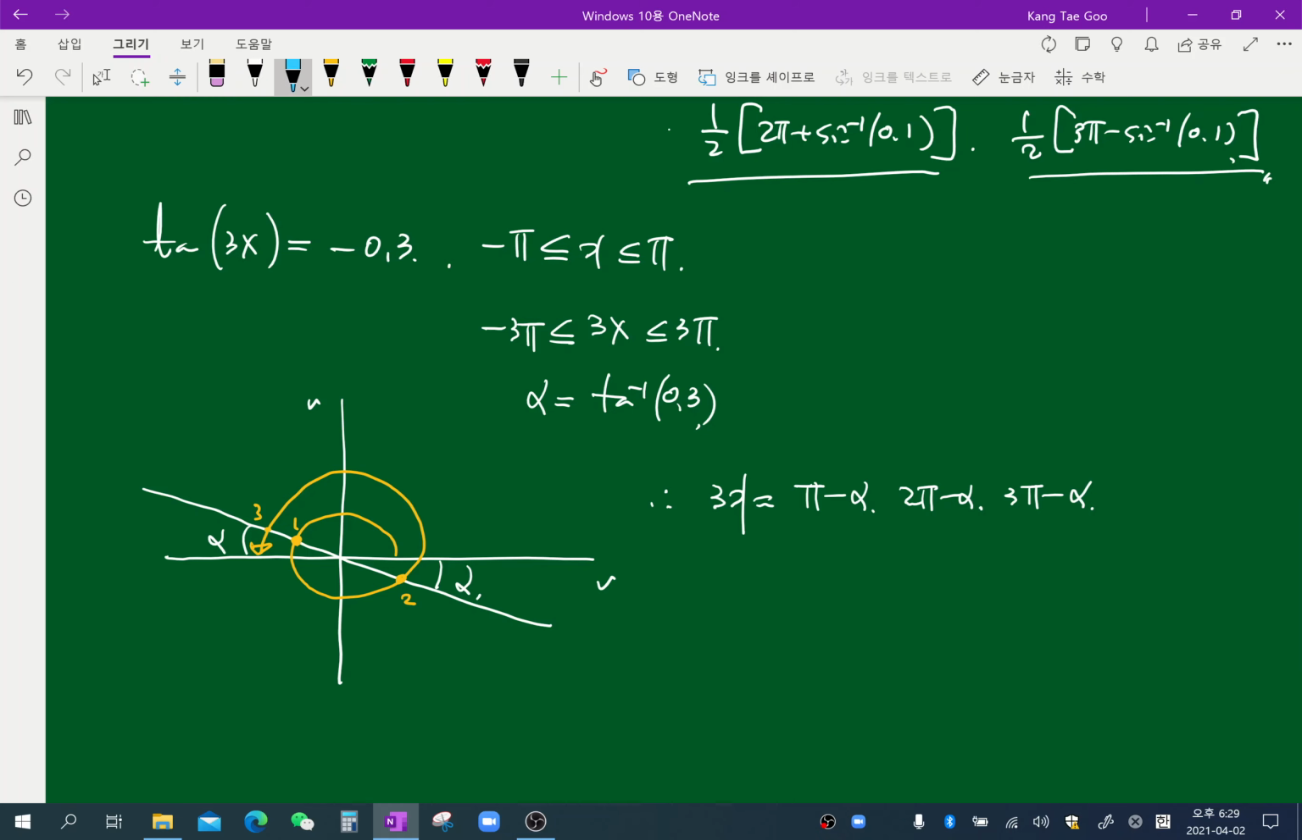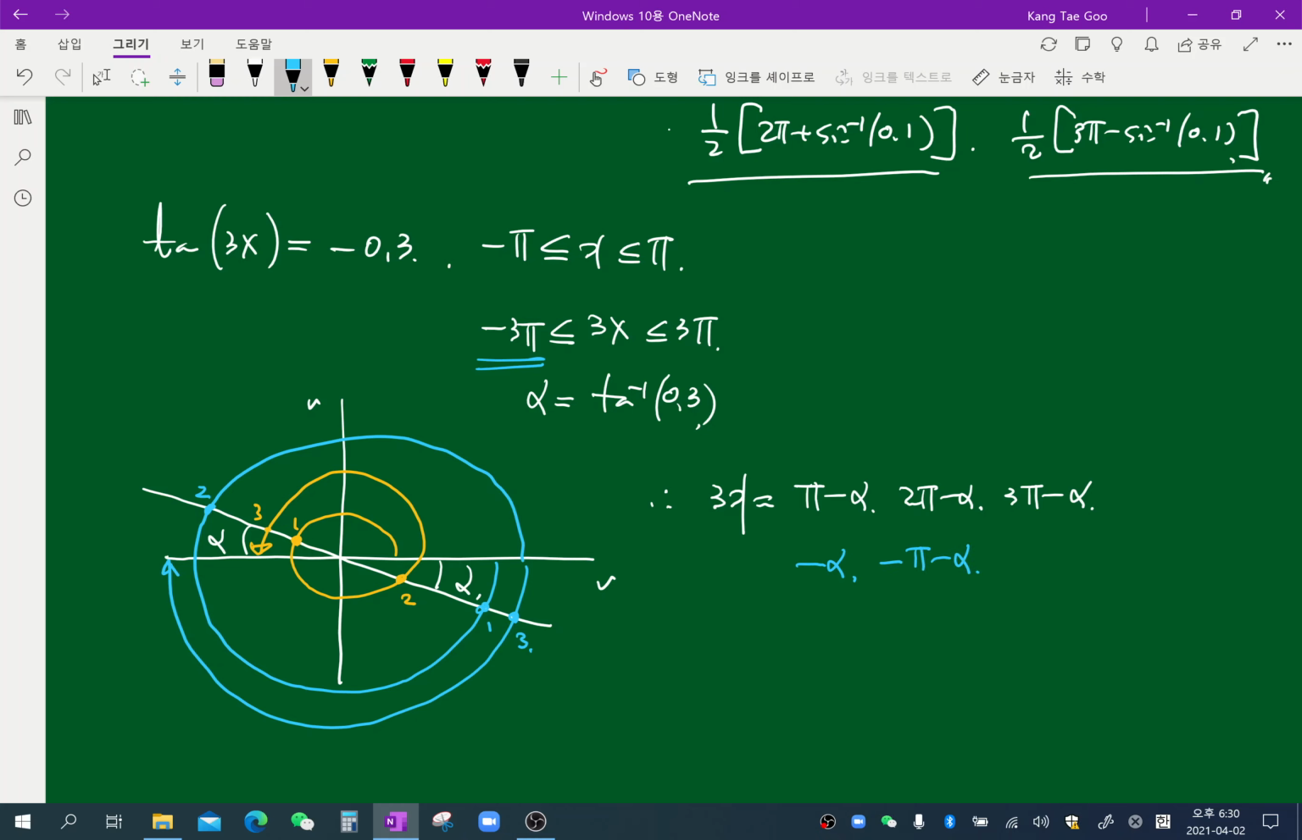But it should rotate up to negative 3 pi in the opposite direction, right? Which means from here, opposite direction, this is negative 2 pi, so that up to the negative 3 pi here. So this is the first one, this is the second one, this is the third one. The first one is negative alpha. And then the second one is negative pi minus alpha. The third one is negative 2 pi minus alpha. So we have 1, 2, 3, 4, 5, 6.